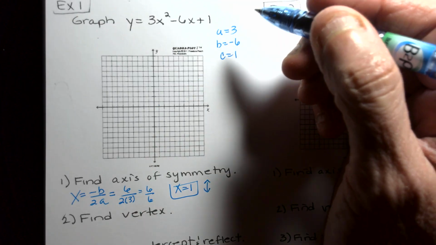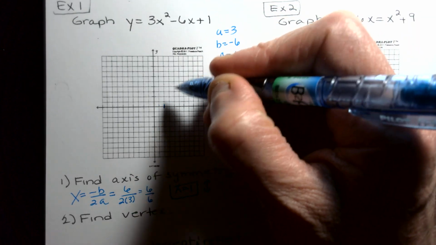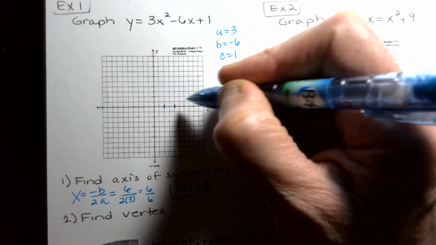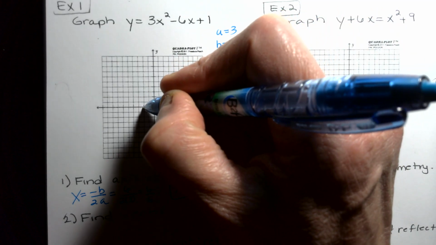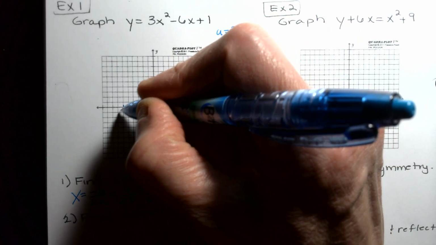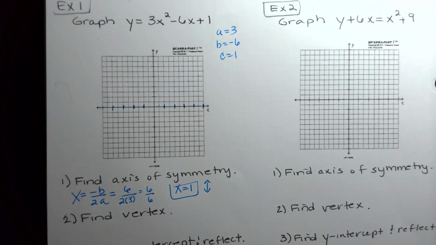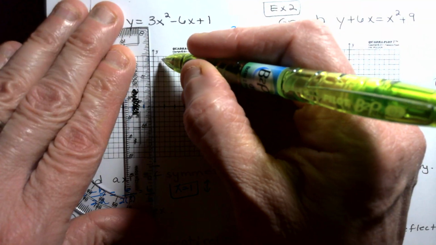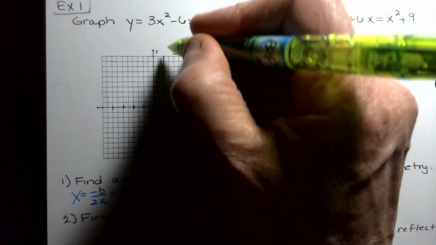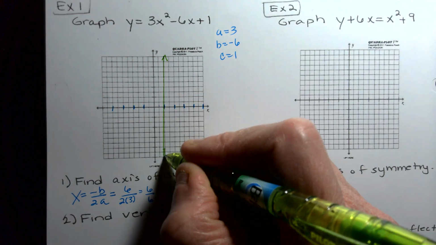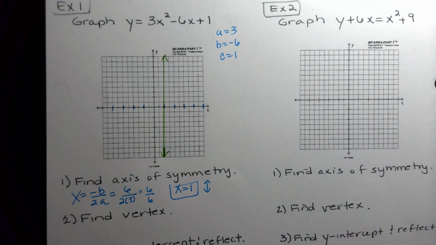And you know what, I'm going to use these bigger dashes as my 1. So I'm just going to darken those in. I'm going to go by those as 1, -1. Okay. So go to 1 and use your straight edge to draw your vertical axis of symmetry. Now you need to find the vertex.